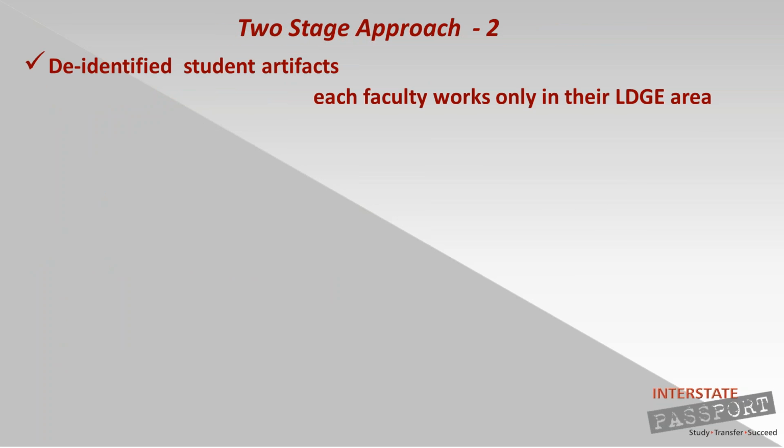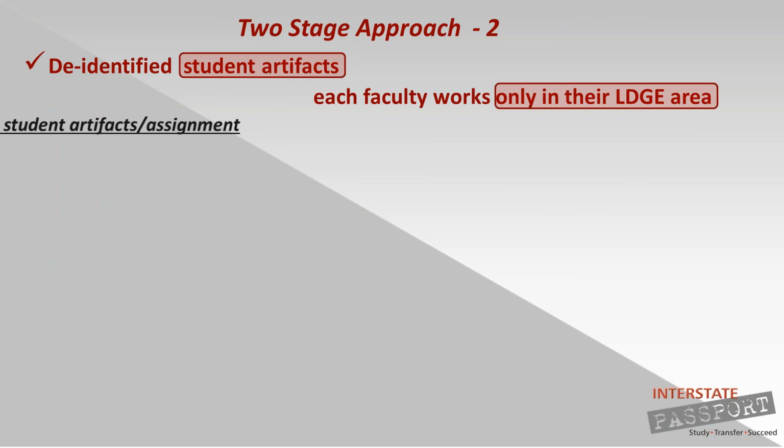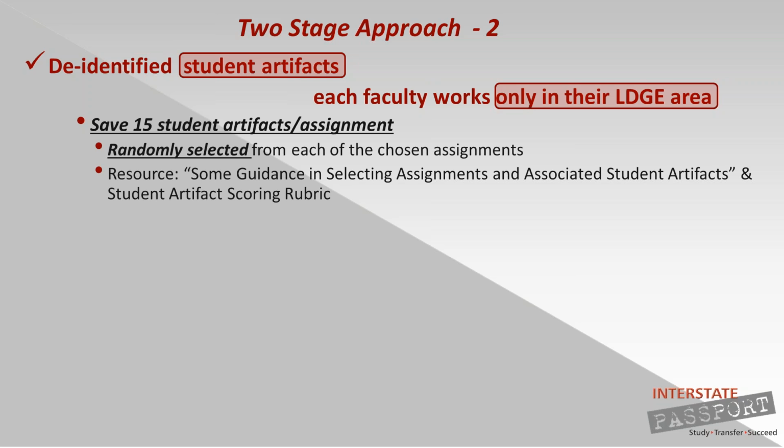Let's now turn our attention to the second of the 2 stages, and that has to do with the de-identified student artifacts. Again, faculty working only in their area, in the area in which they have agreed to work. So during the course of the fall term, remember during fall term 2016, each faculty member is picking out 5 assignments as a maximum to contribute. During the fall term, the faculty member will save 15 student artifacts for each of those assignments. Those are to be randomly selected from each of the chosen assignments.